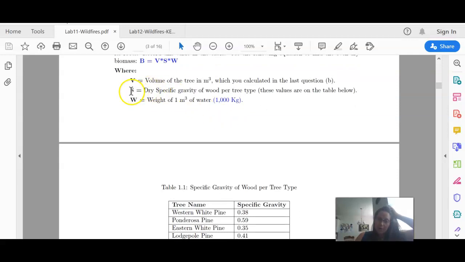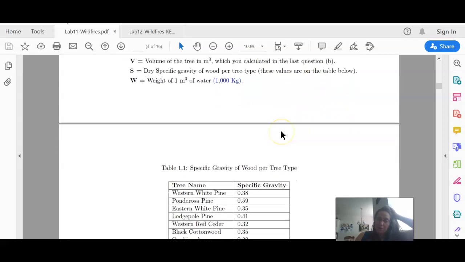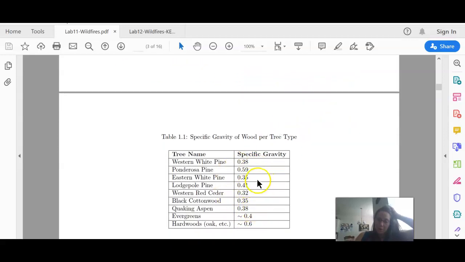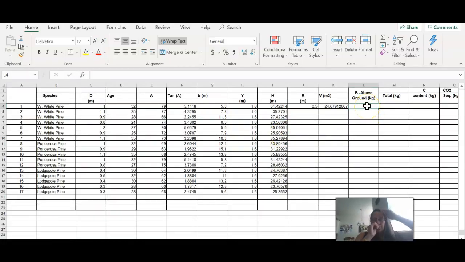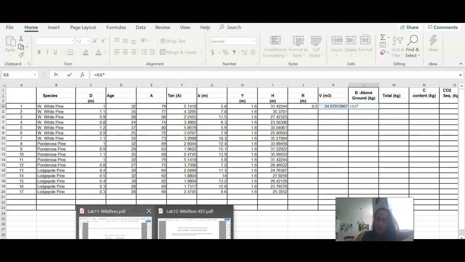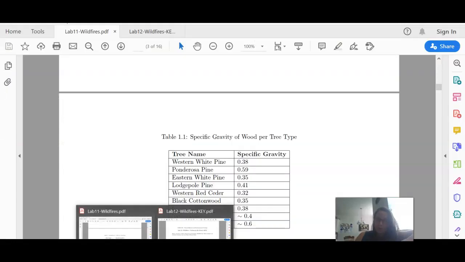Again, the specific gravity is going to vary depending on the type of tree that we have, so we have to be considerate of that. The values for the different trees that we have are all specified here, so we're going to have to refer back to this table, table 1.1 of your lab, a couple of times. Okay, so we have B above ground in kilograms. So we said that that was going to be equal to the volume, so in this case that's that value, times the specific gravity, which is not given to you in this table, but it is given to you here for the specific type of trees that we're talking about.